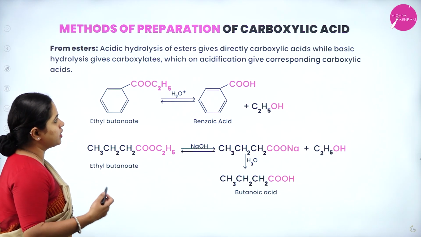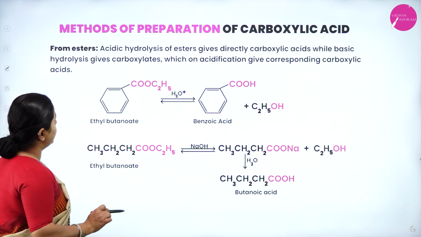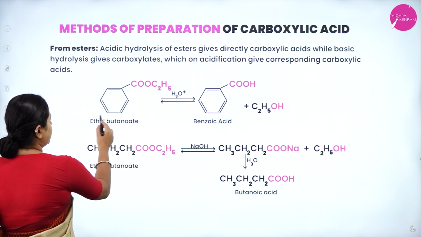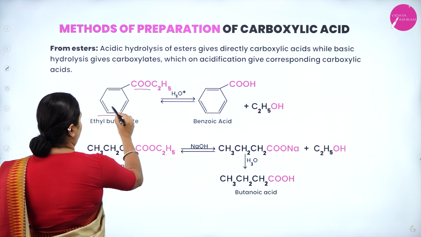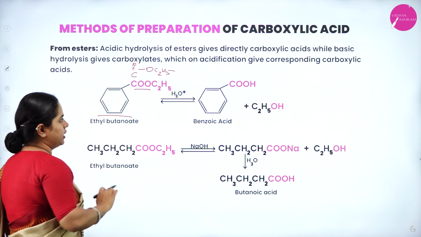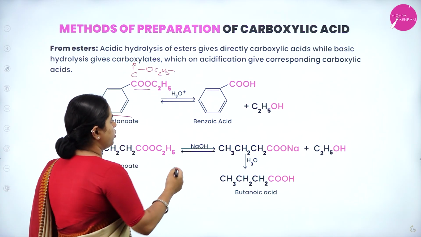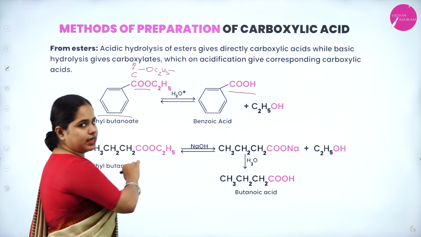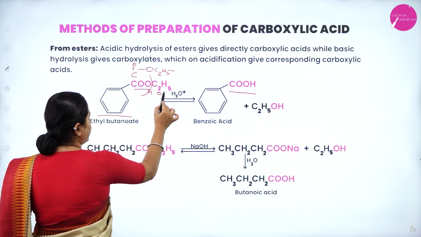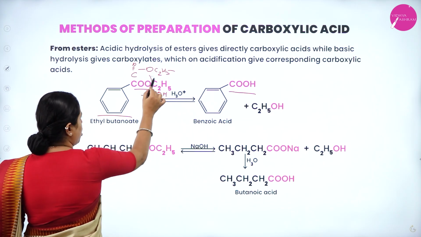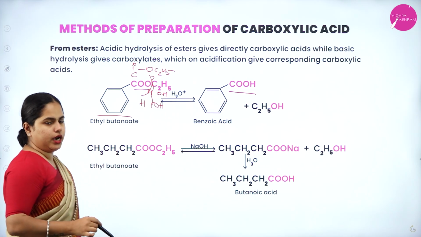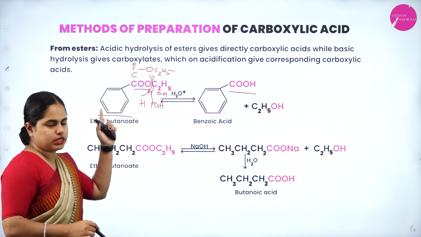Acidic hydrolysis of esters gives directly carboxylic acid, while basic hydrolysis gives carboxylates, which on acidification give carboxylic acid. So we have taken an ester here, that you can see COO, that is C double bond O, C2H5. Right. So the ester undergoes hydrolysis. What you are going to get? Carboxylic acid. This is in acidic medium. Directly this part, COOH, you will get here, and C2H5OH, you will get the alcohol. That is, this bond is going to break. On this side hydrogen will be added, on this side hydroxyl group will be added. So you will get ethanol and the carboxylic acid, which is benzoic acid.